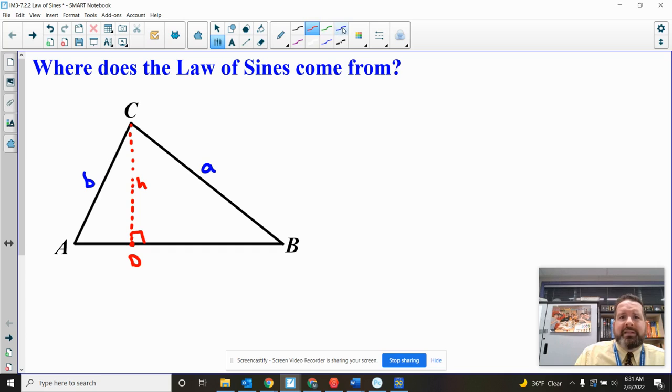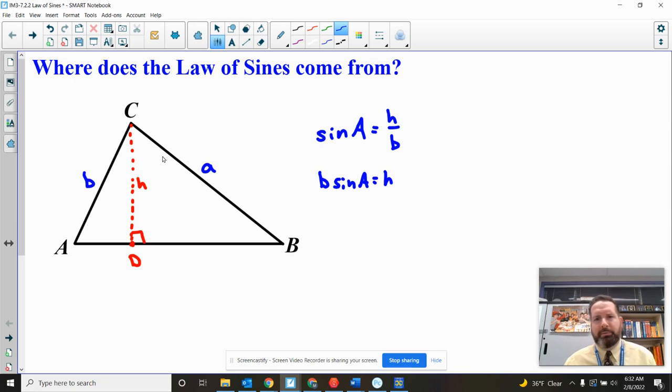What we have is that the sine of angle A is equal to opposite over hypotenuse. So H over B. And if I want to solve for H, you multiply the B over. So B times the sine of A equals this H number. We're going to stick a pin in that and come back to it in just a little bit.